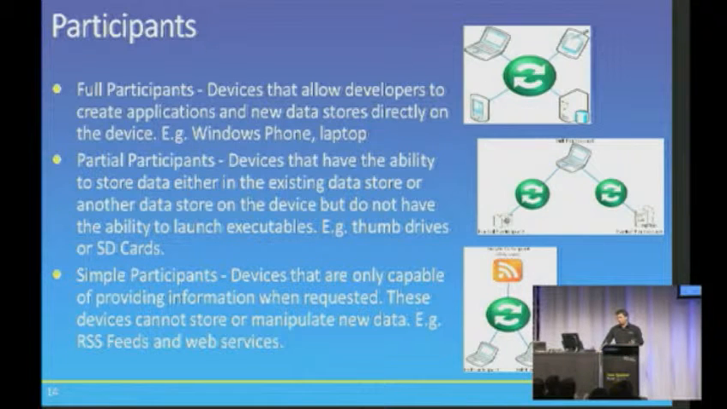So firstly, participants. We have three kinds of participants as far as the Sync framework is concerned. A full participant is capable of storing data and of executing code to basically tell the Sync framework what data's changed, that kind of stuff. So a database, a mobile phone with Windows CE database on it, that kind of stuff is a full participant. A partial participant can store data, but it can't run any code. So the Sync framework has to be able to get at that, to be able to interrogate it, to find out what information is changed on that device.